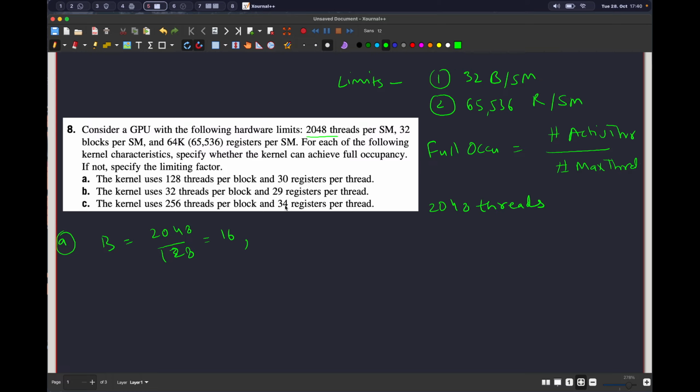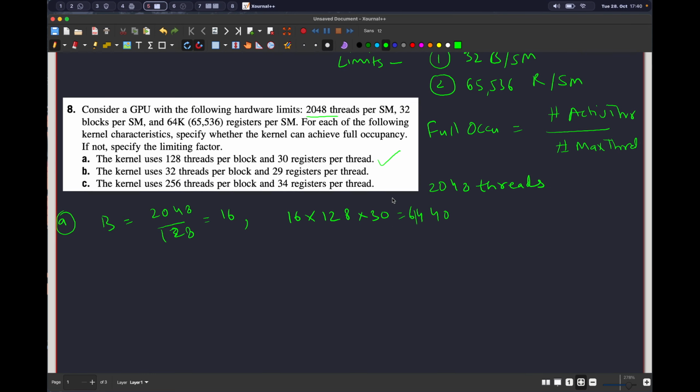And how many registers? We can calculate it like this: 16 times 128 times 30. It comes out to be 61440, which is well below our limit. So in this case, we can achieve full occupancy.